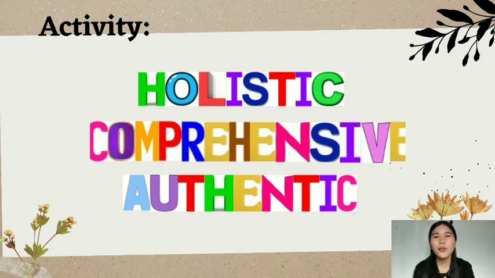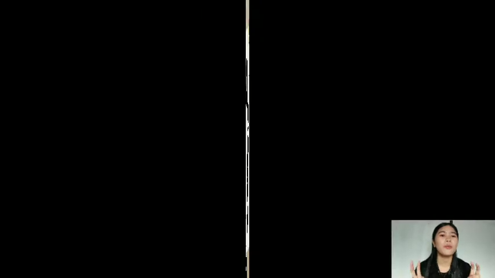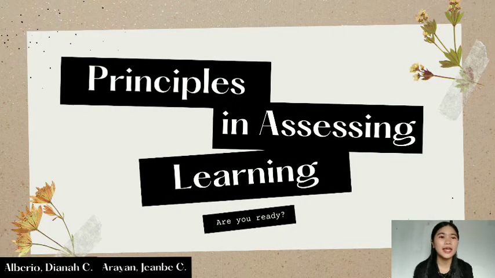Okay, we have also gathered the words holistic, comprehensive, and authentic. Now, here is the question. What do you think is the connection between these words in the assessment? And why should we have a set of principles for assessing learning? So those are the questions for today's class. That will be answered in our class for today. If you have observed, our class for today is about the principles in assessing learning.